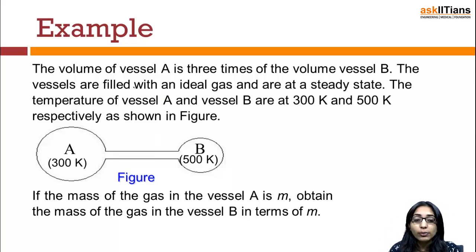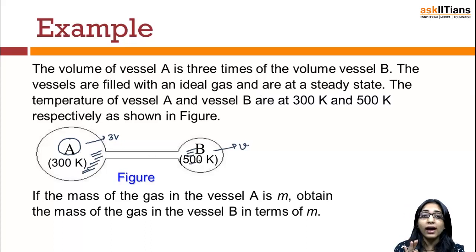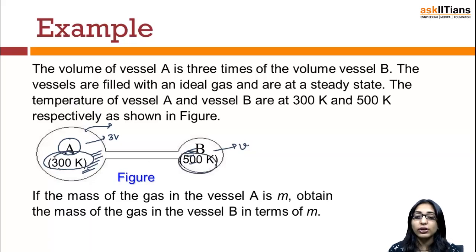There is a vessel A, it has the volume 3V as compared to the volume of vessel B. So supposing the volume of vessel B is V, the volume of vessel A is 3 times V. The vessels are filled with an ideal gas and are at steady state. Now you have filled some ideal gas in this vessel and some in this vessel, and both are said to be in the steady state. The temperature of vessel A is 300 Kelvin and of vessel B is 500 Kelvin, as shown in the figure.